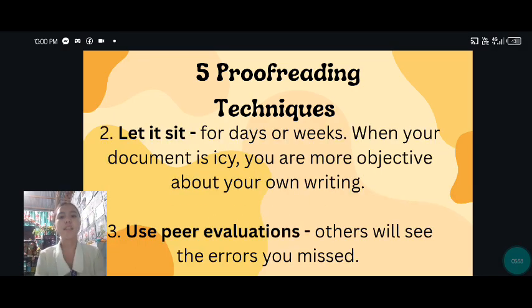So the second one is let it sit for days or weeks. When your document is icy, you are more objective about your own writing. So this means that taking a break before proofreading can help you to see mistakes more clearly. So the third one is use peer evaluations. Others will see the errors you missed. So this means that peer evaluation is advisable because others can notice errors or unclear ideas you may overlook.